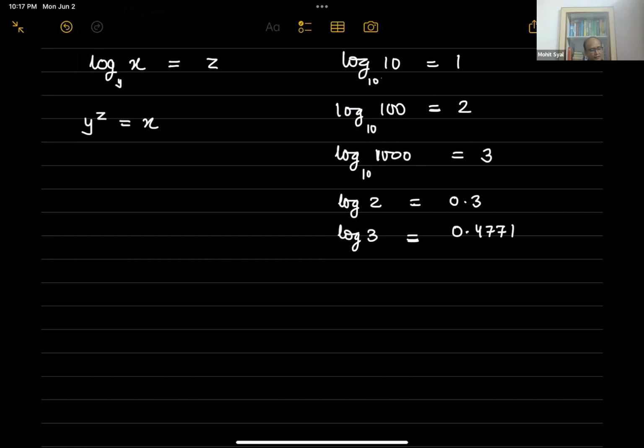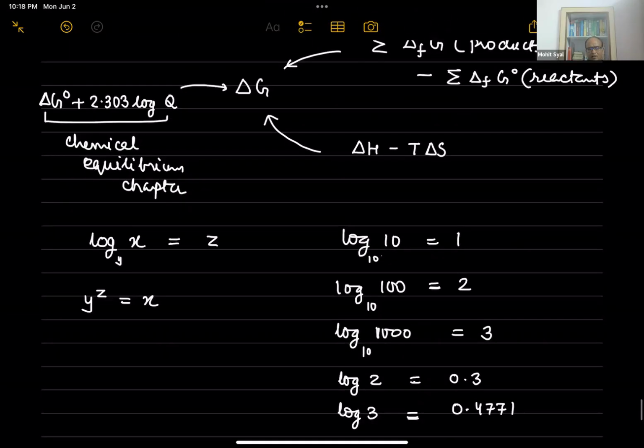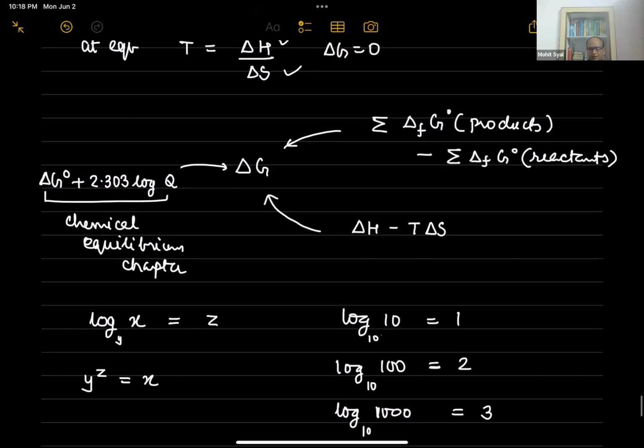Is that clear? Yeah. So don't worry about the log values. They will be given to you, and you can put them in the chemical equations. This is the value of delta G. Delta G equal to delta G naught plus RT ln Q. Okay, so just remember this.